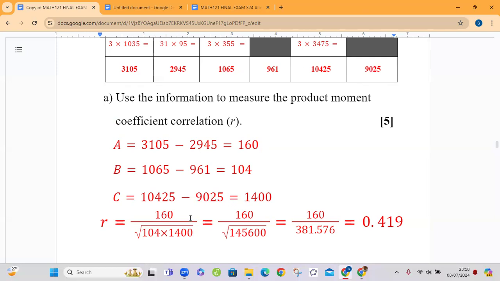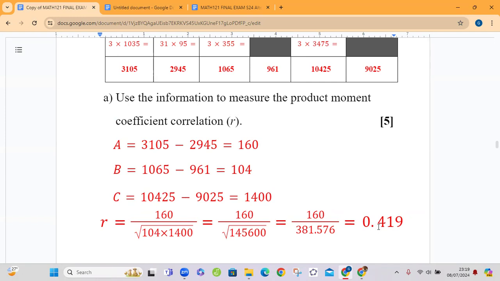And then we can now substitute, instead of substituting 6 numbers into the formula, we can now substitute 3 numbers into the formula. 160 divided by the square root of 104 times 1400. Multiply 104 times 1400 to give us 145,600. Then we square root this to give us 381.576 and divide 160 by 381.576 to give us a Pearson's correlation coefficient of 0.419, which appears to be less than 0.5.